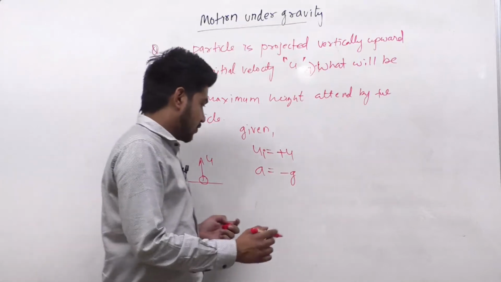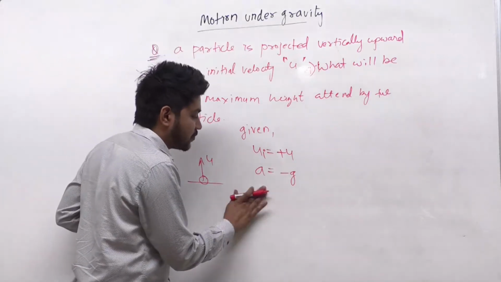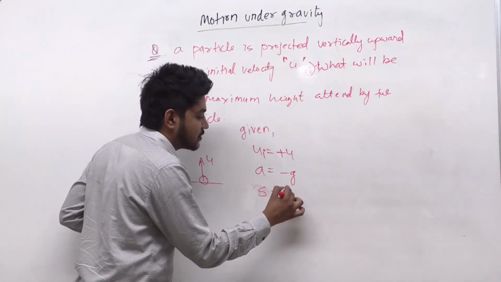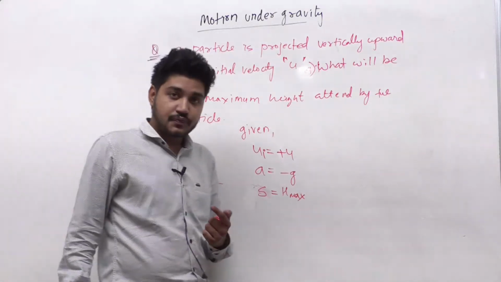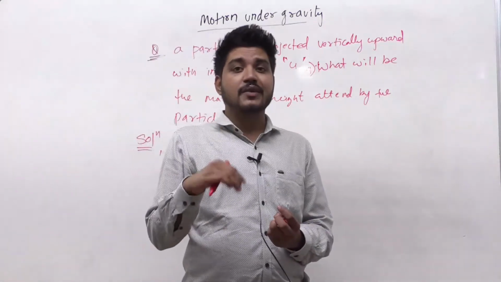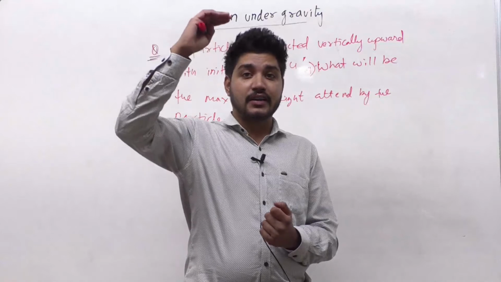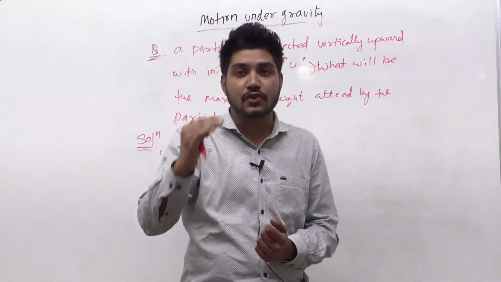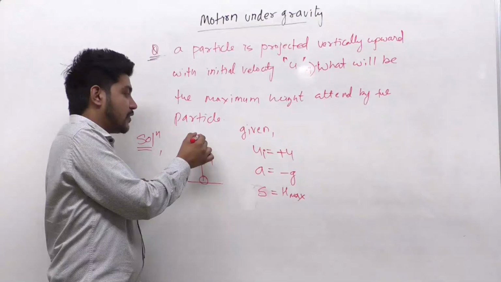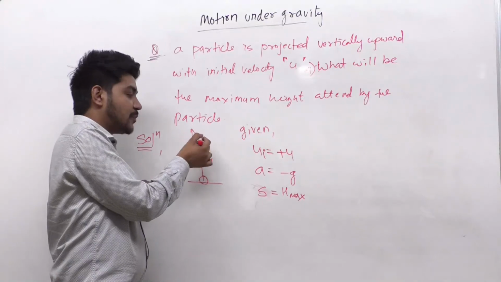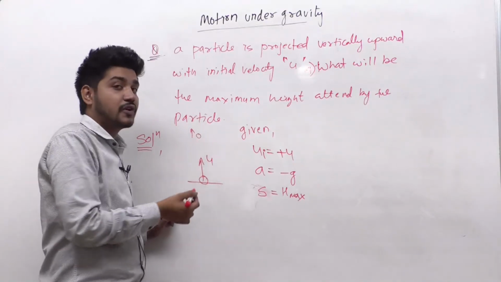And the question is we have to find the displacement, which is h max. We have to find the maximum displacement, right? So we know that for attaining maximum height, the velocity of the particle at maximum height must be 0. Why? Because if this particle is projected upward and the velocity is not equal to 0, then the particle will be continuously moving in the upward direction, right?